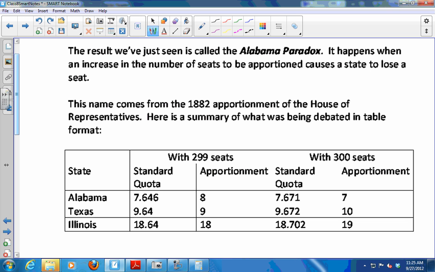If I'm Alabama, with 299 seats, I had 8 seats. Then we increased it to 300. There are more things to give away. How am I losing a seat? Right? So this is like a little quirk or paradox of Hamilton's method. Big drawback of Hamilton's method, because the size of the House of Representatives does change, right? So this is something that can happen and has happened.